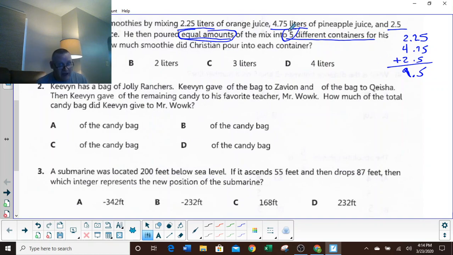If we're dividing this up into 5 different containers, that means we've got to take 9 and 5/10 and divide it by the 5 cups or containers, Red Solo cups, whatever you want. It doesn't matter. When I do that on my handy dandy calculator again, I end up with 1 and 9/10 liters. But if you remember, it said about. So we can round that up to 2 liters. And there's the answer to that question.